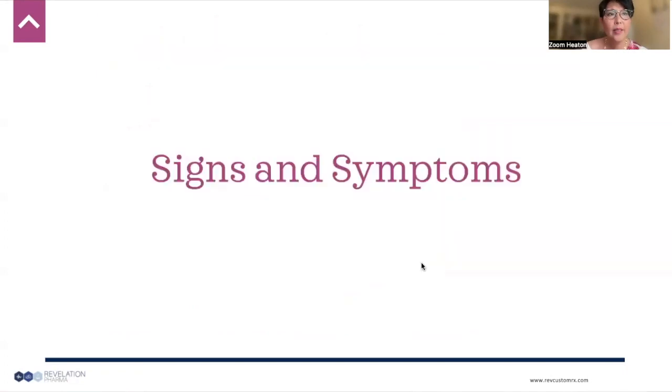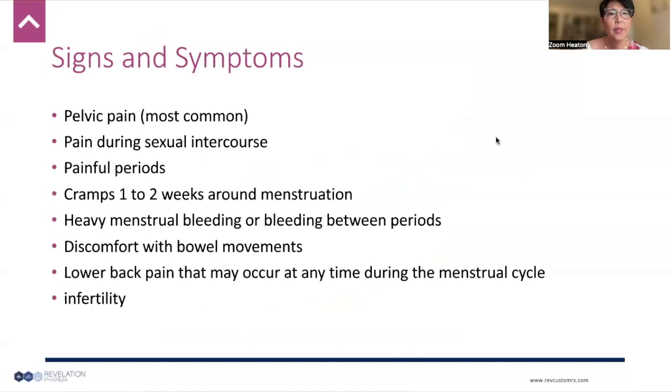Now we go into signs and symptoms. So some common signs and symptoms: pelvic pain, pain during sexual intercourse, painful periods, cramps that are 1 to 2 weeks around menstruation, heavy menstrual bleeding or bleeding between periods, discomfort with bowel movements, lower back pain that can occur at any time during the menstrual cycle, and of course, infertility.